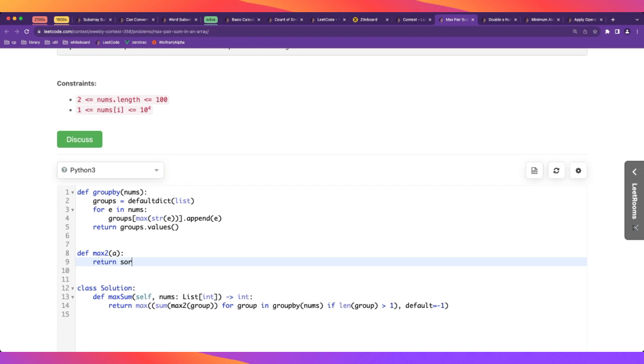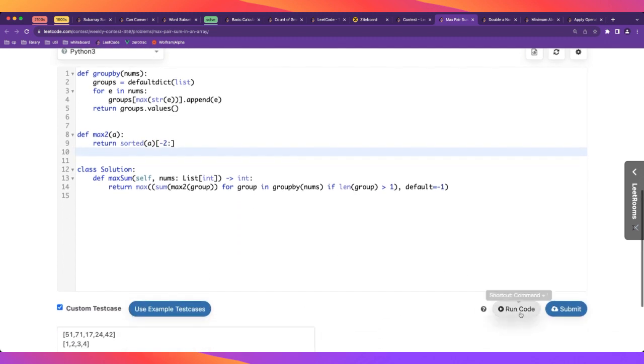A very simple way, which is not the most efficient, is to just sort them and return the last 2 elements. Is that correct? Yes, I think it is. And that should work.